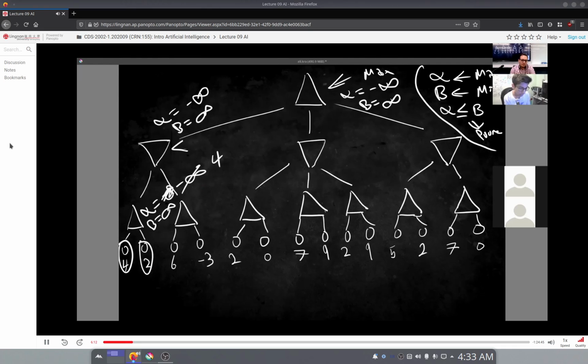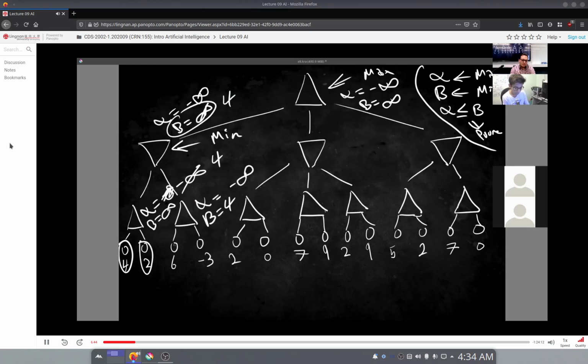Now we are dealing with the top one. This one is min. Is 4 smaller than the beta, infinity? Yes, 4 is smaller than infinity, so we get rid of this one and change it to 4. Now we bring this value down to the next node here. Alpha is equal to negative infinity, but beta on the other hand is equal to 4.